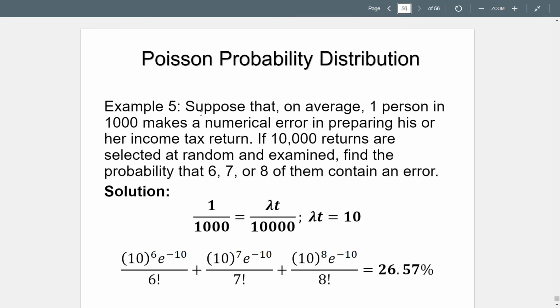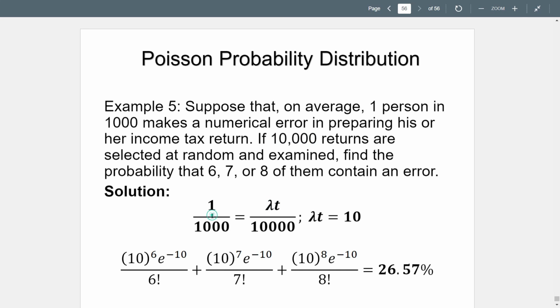Example 5: suppose that on average 1 person in 1000 makes a numerical error in preparing his or her income tax return. If 10,000 returns are selected at random and examined, find the probability that 6, 7, or 8 of them contain an error. So these are your x's, x1, x2, and x3, and you need to solve for lambda. The lambda is 1 per 1000, so in 10,000, what should be the lambda?